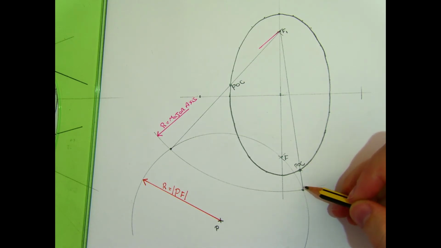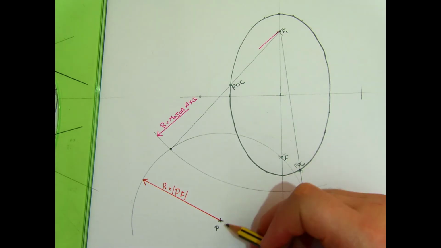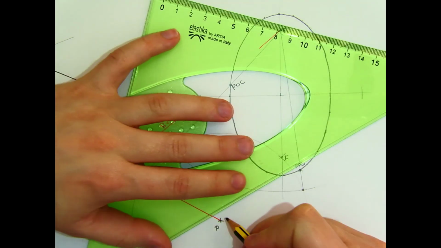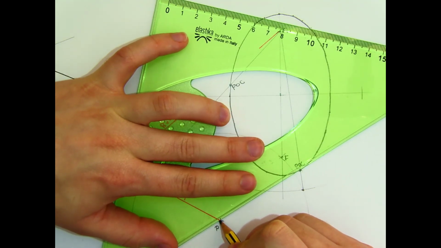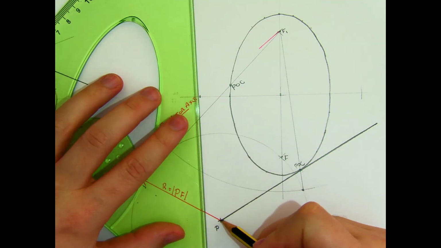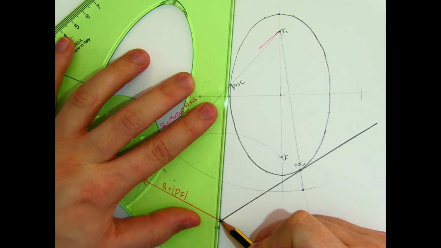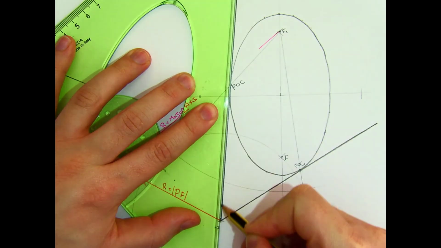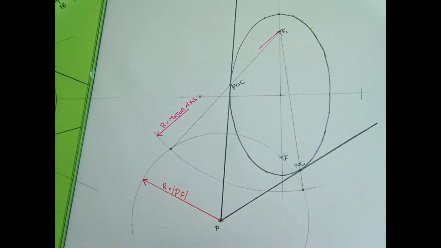So as I now have a point of contact on the tangent and a starting point on the tangent, I can draw a line from P through that point of contact, giving me one tangent, and from P to the other point of contact also, giving me the second one. So there I have two tangents drawn from a point outside the curve of an ellipse.